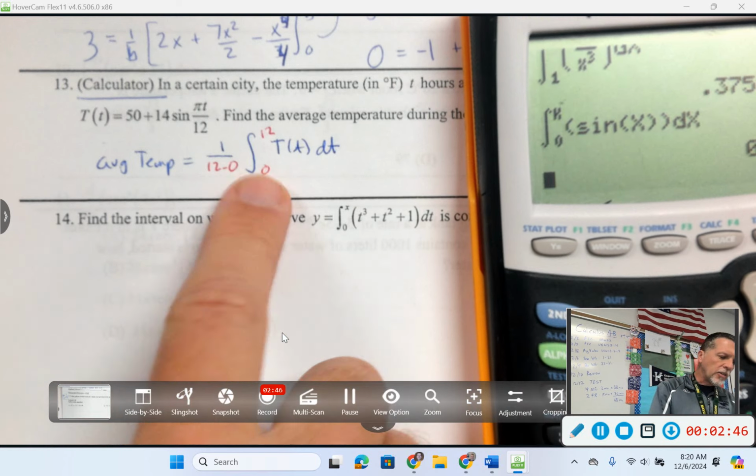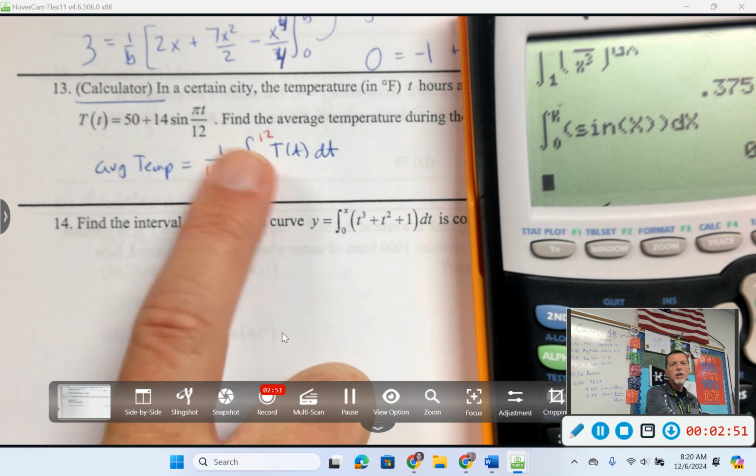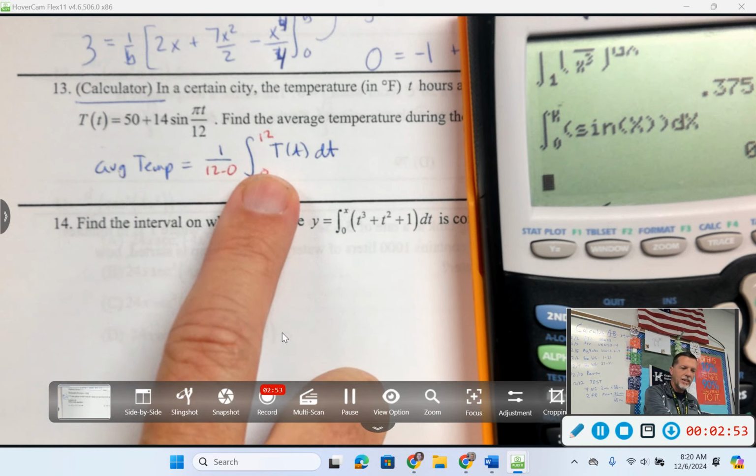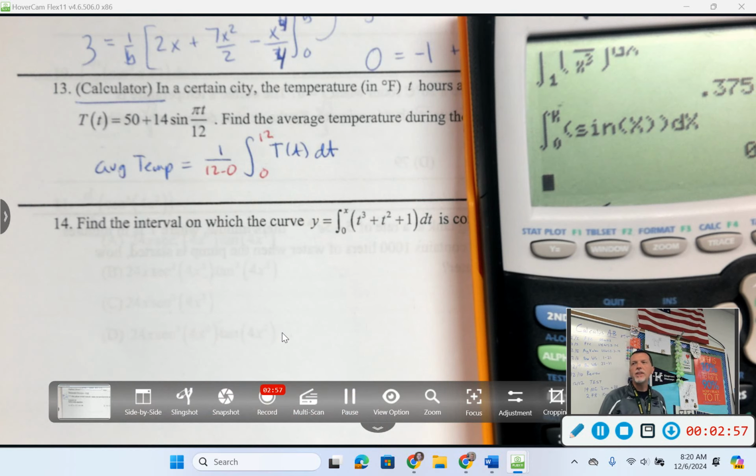And this counts as showing your work. Because T of T is defined up there, you don't have to rewrite 50 plus 14 sine pi over 12 T. You can just put T of T when it comes to showing your work.